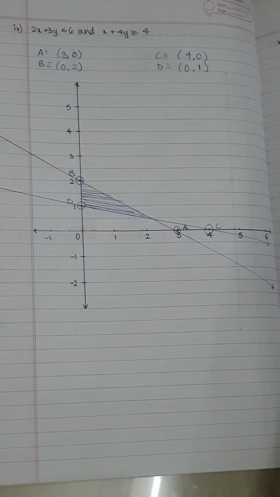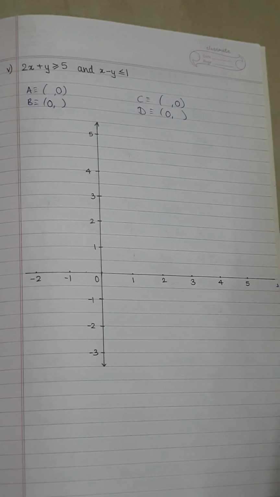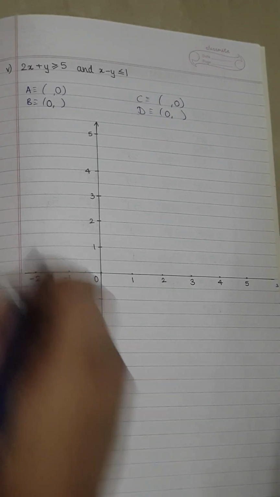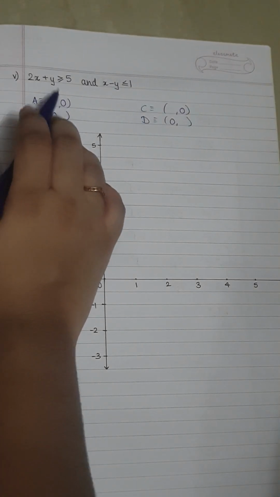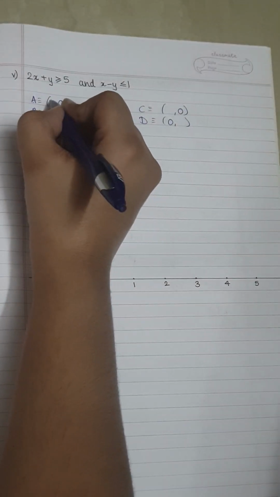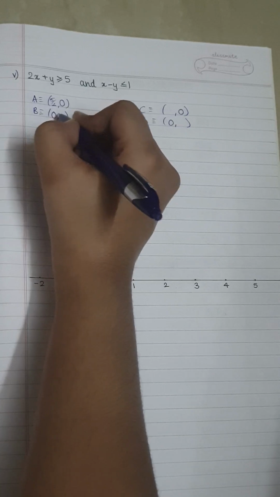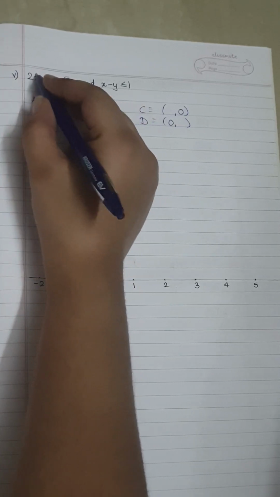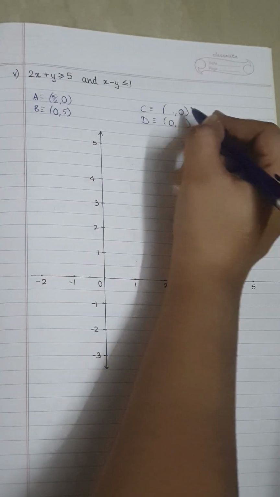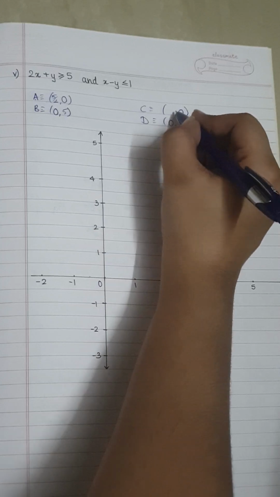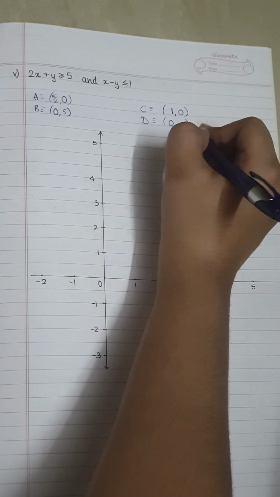Moving on to our last and fifth sub question. So guys, here we have our fifth sub question. Let's complete this quickly. Let's make a record of solving this question. You have A as something comma 0. If y is 0, it is going to be 5 by 2. And here B, if x is 0, y will be 5. In this case, if y is 0, x will be 1. If x is 0, y will be minus 1.